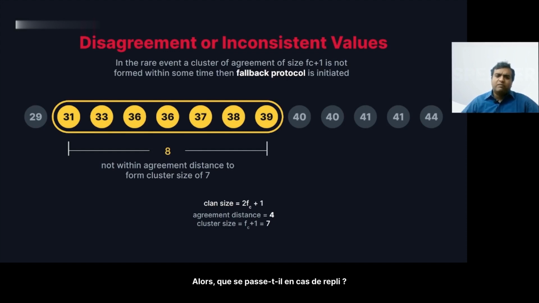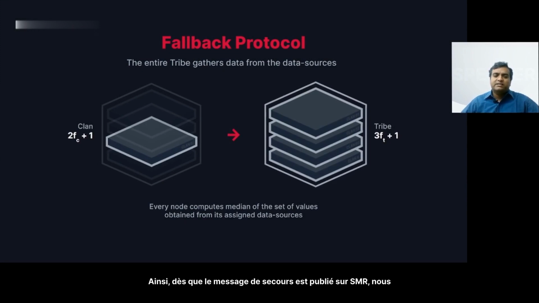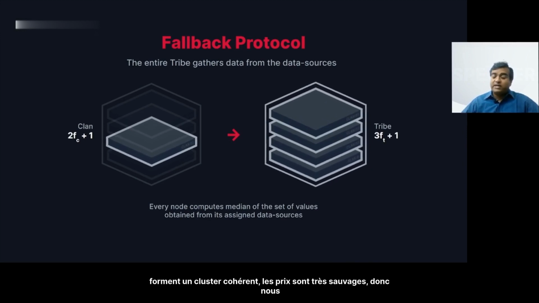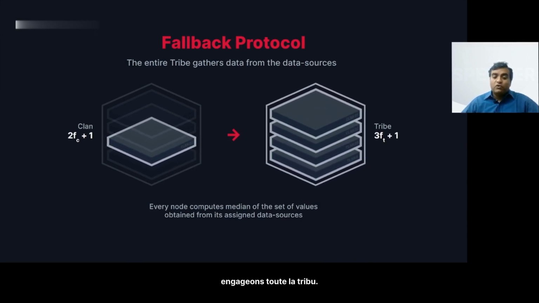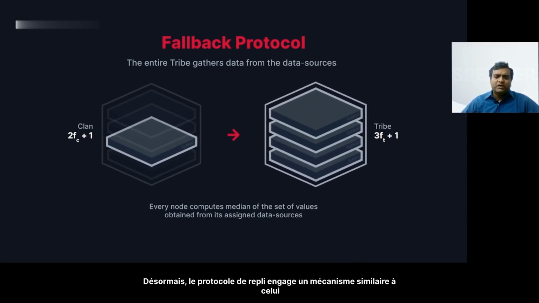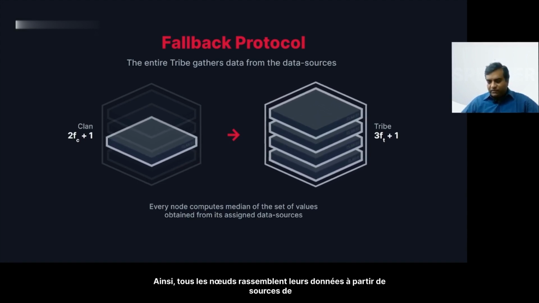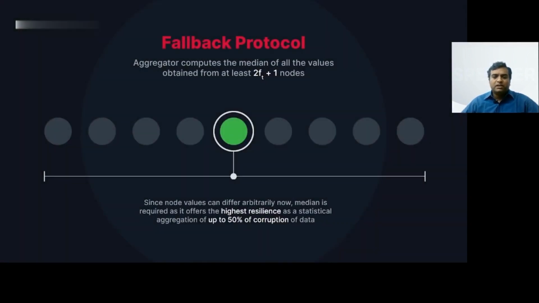So what happens in fallback? The moment the fallback message is posted on SMR, we shift the responsibility to compute this S value from the clan to the entire tribe, because we know that we are in a zone where we can't form a coherent cluster. The prices are very wild, so we engage the entire tribe. Now the fallback protocol engages a similar mechanism to what we have seen earlier. All the nodes gather their data from data sources, compute their median, and send it to the aggregators.